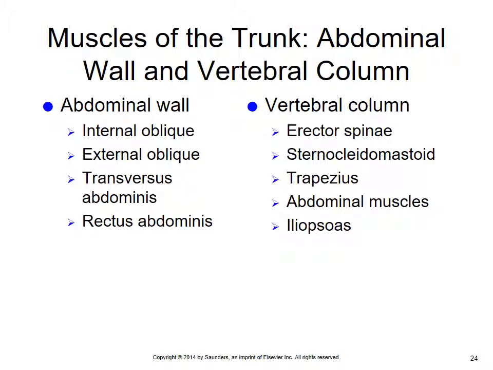Okay, we'll continue with muscles of the trunk, abdominal wall, and vertebral column. The muscles of the abdominal wall are layered to provide strength to contain, support, and protect the abdominal organs. They cause flexion and rotation of the vertebral column, and they compress the abdominal organs for various functions. The muscles that move the vertebral column attach to the vertebrae. These movements include flexion, extension, hyperextension, lateral flexion, and rotation.